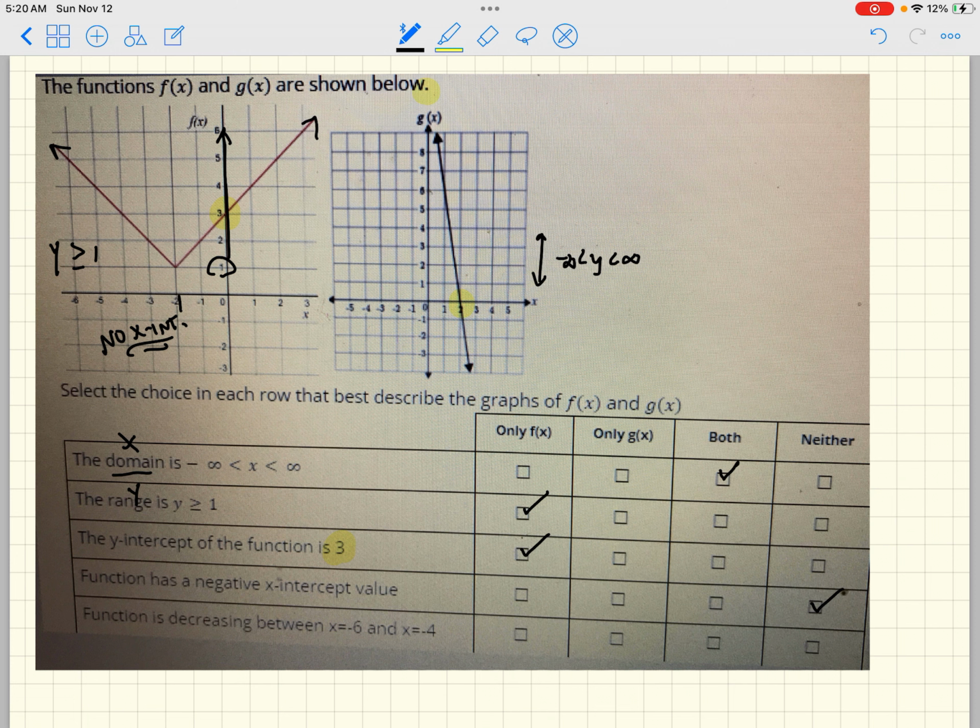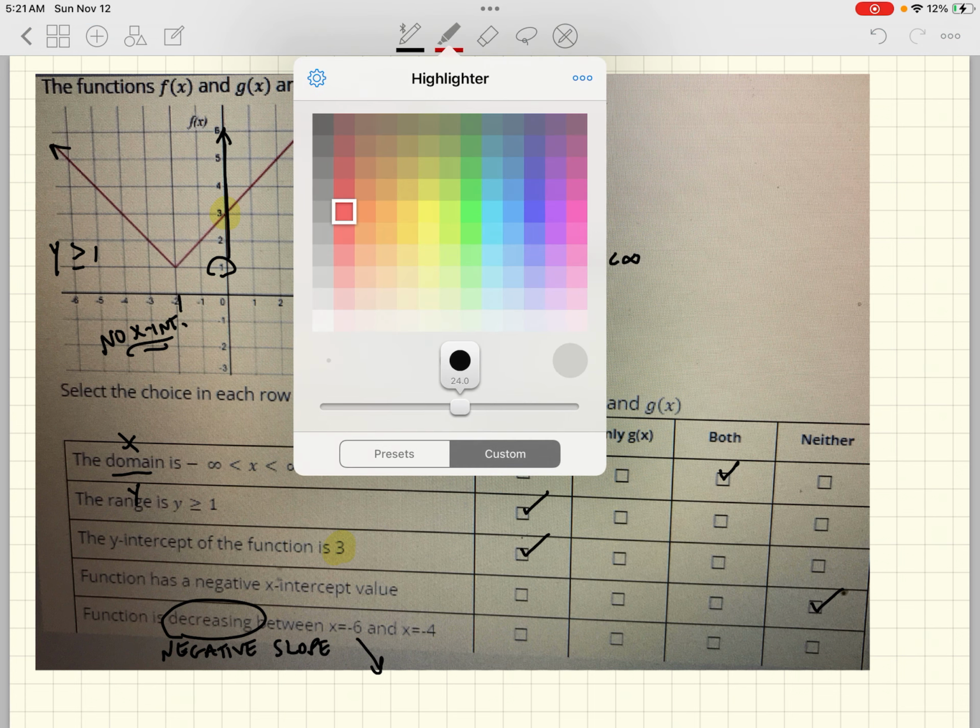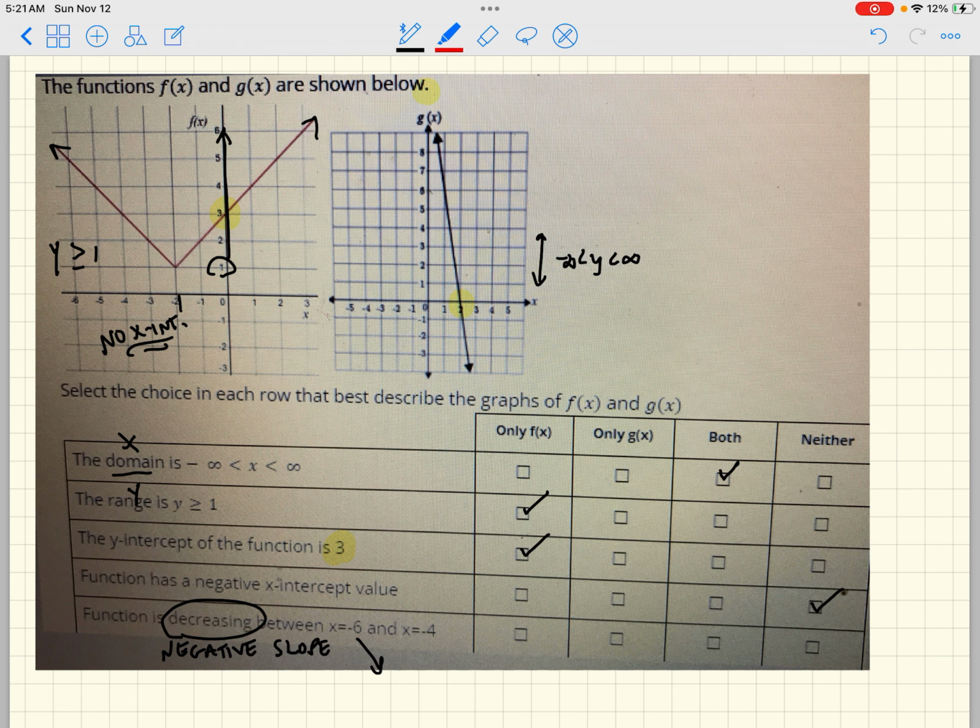The last thing says the function is decreasing between x equals negative 6 and negative 4. When it says it's decreasing, that means it has a negative slope in that region, so it should be going down. If we look from negative 6 to negative 4, that would be this region. I'll do that in a different color, in red. Negative 6 to negative 4 would be right over here, and as you can see, this is definitely going down.